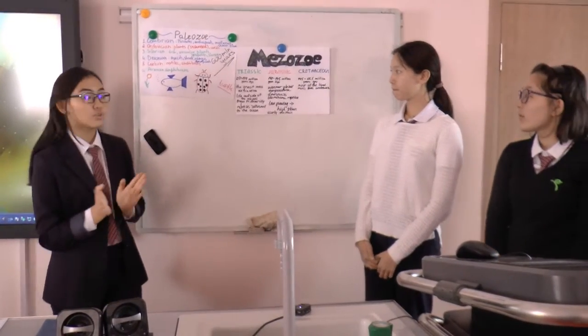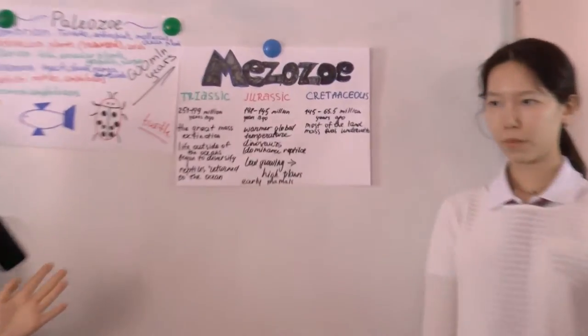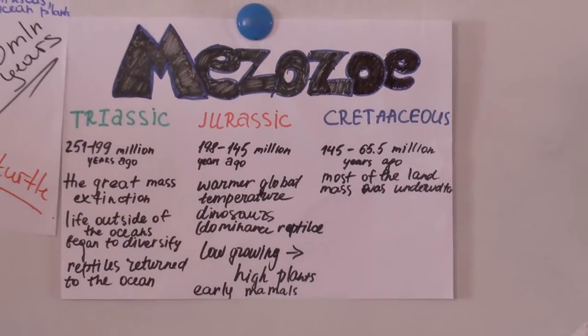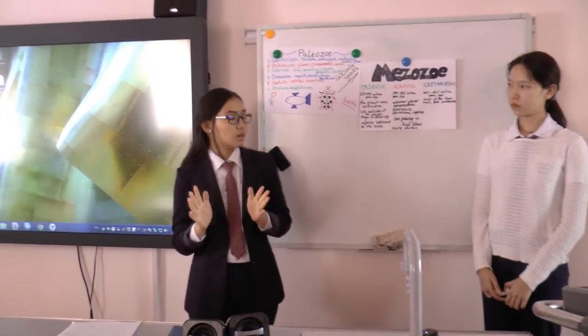Okay, so the next period is Jurassic. This period occurred around 145 million years ago. In this time, the warmer global temperature tells about the occurrence of dinosaurs, which were the dominant animals in this period. With this dominant species, there were also early mammals that competed with dinosaurs. However, about plants, plants rose from low growing plants to high plants.